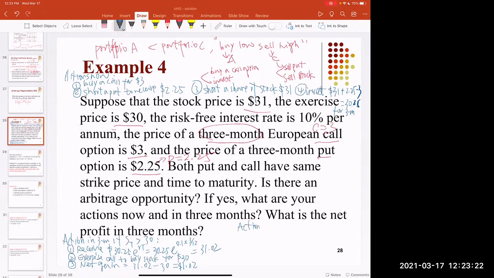And if the stock price is less than 30, same thing, you're gonna receive your investment income, which is 31.02 from the investment.